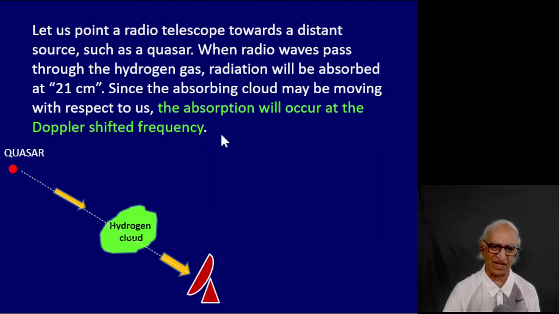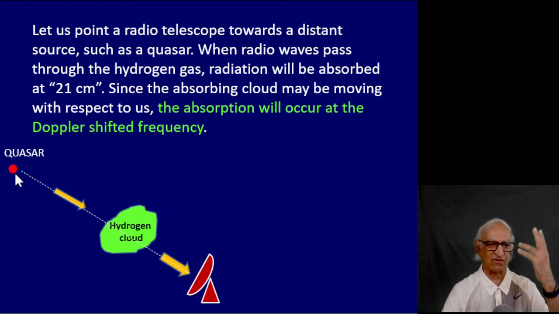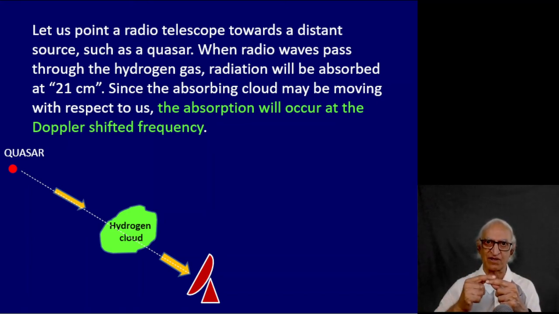And in our galaxy, in the interstellar medium, there is a hydrogen cloud. The quasar emits radiation at all wavelengths, including visible, X-rays and so on. It also emits radio radiation. And let us say that this radio radiation passes through this hydrogen cloud. The radio radiation at the wavelength of 21 centimeter will be absorbed by the hydrogen atoms, and it will jump from the lower hyperfine level to the upper hyperfine level.